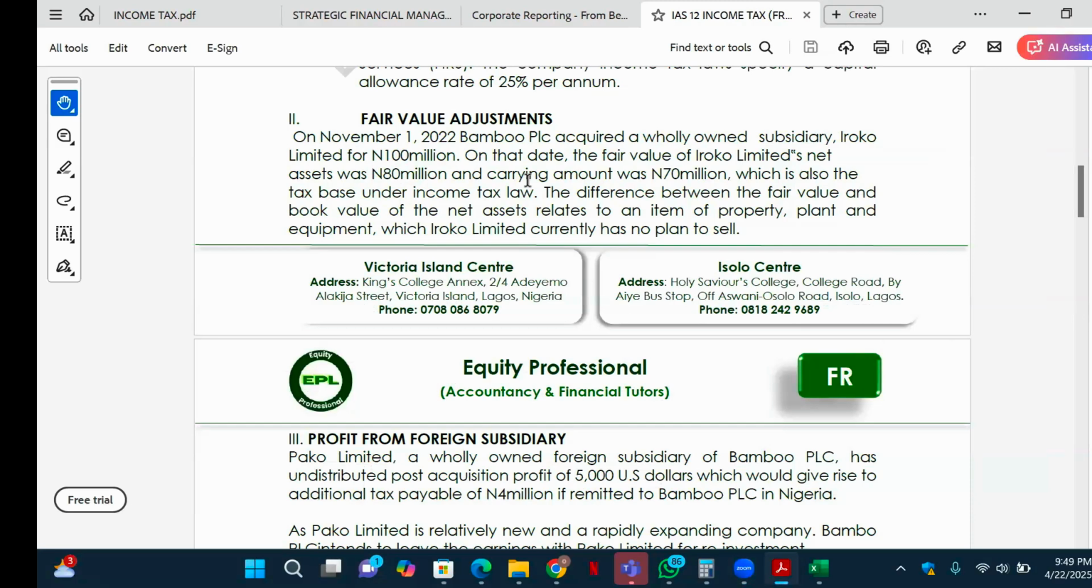We're told on November 1, 2022, Bamboo PLC acquired a wholly owned subsidiary, Iroko Limited, for 100 million naira. That was at the beginning of the financial year. Now, on that date, the fair value of Iroko Limited's net assets was 80 million, and the carrying amount was 70 million, which is also the tax base under income tax law.